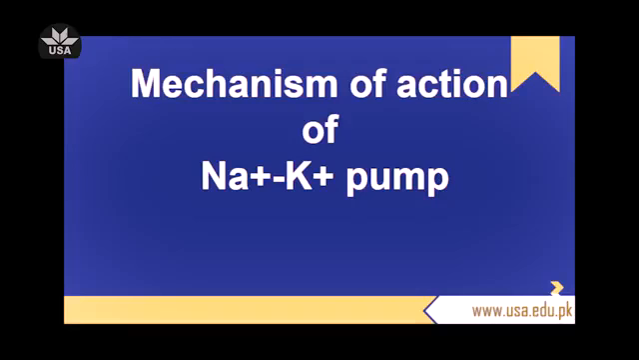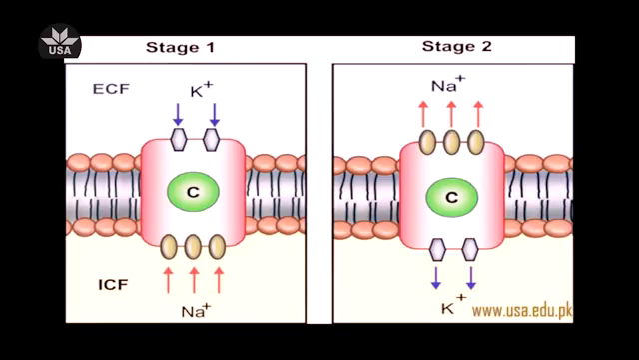3 sodium ions from inside the cell get attached to the receptor sites for sodium ions on the inner surface of the carrier protein. 2 potassium ions outside the cell bind to the receptor sites for potassium ions located on the outer surface of the carrier protein. In this picture, you can clearly see that the binding of sodium and potassium ions to the carrier protein activates stage 1. And what happens in stage 2?